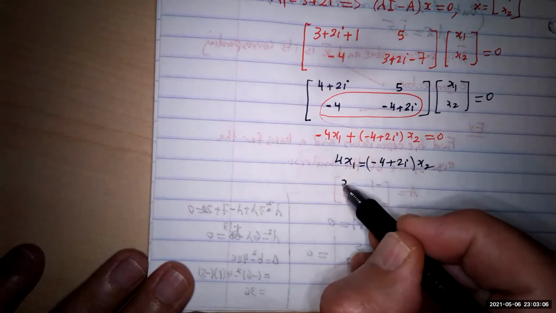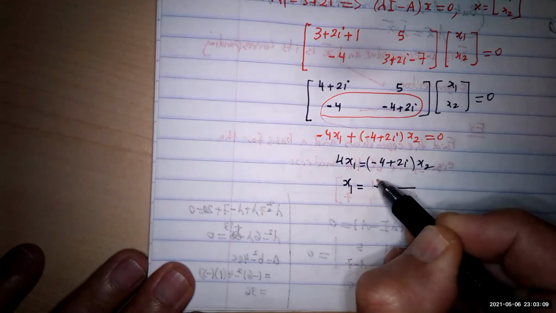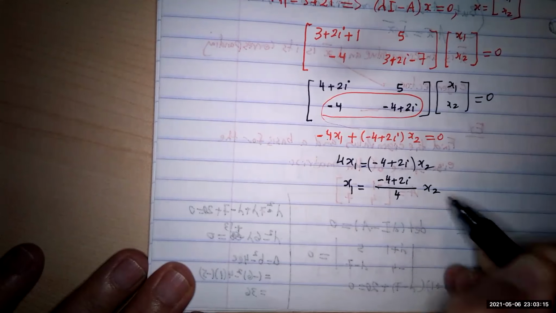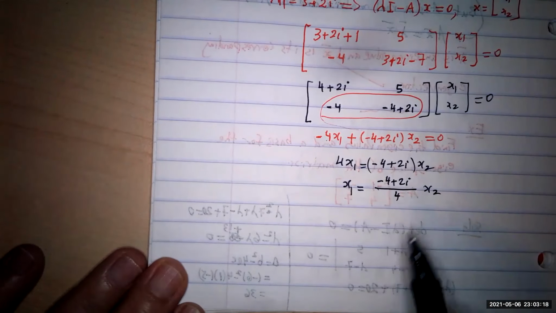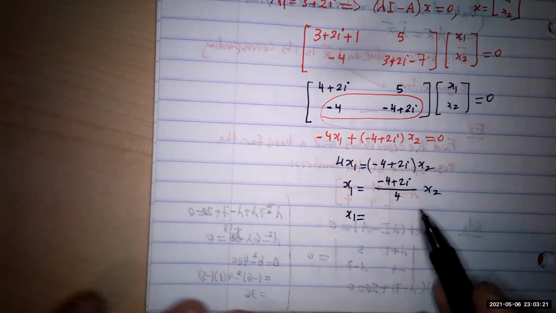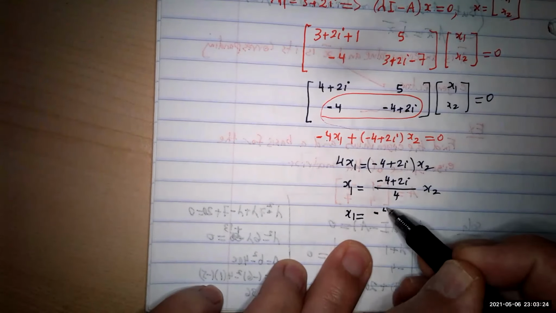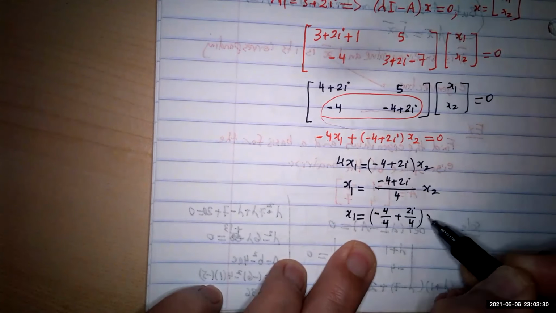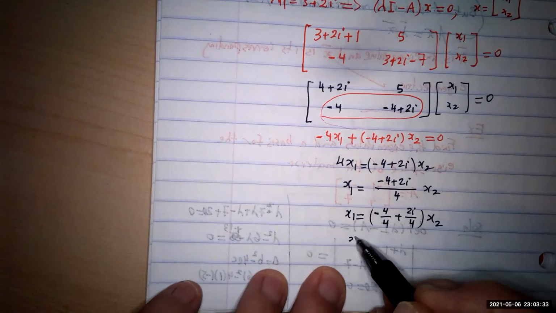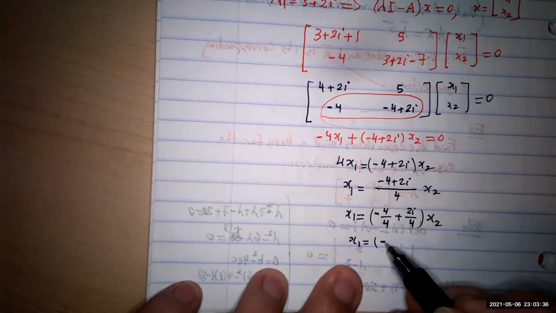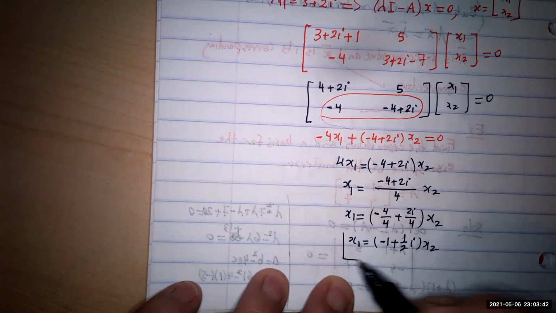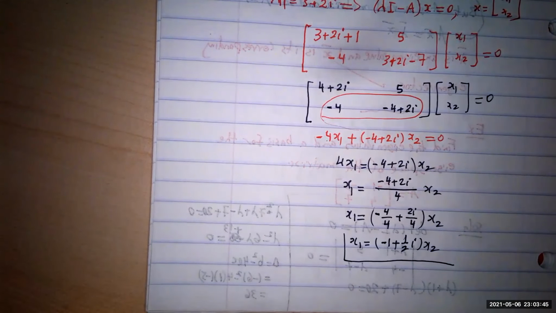Then I divide by 4, so that gives me x1 equal to (-4 + 2i) divided by 4 times x2. This is a complex number, so we divide by 4 to be able to do it. You see, this is -4 over 4, and this is 2i over 4, times x2. So x1 equals what? It's equal to (-1 + 1/2 i) times x2. You see, there are some nitty-gritty things that you have to consider.